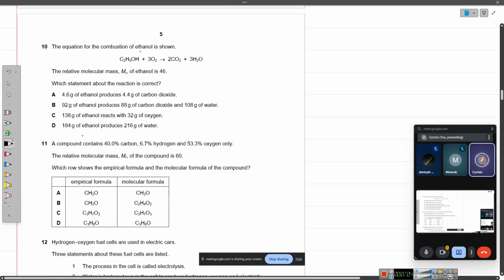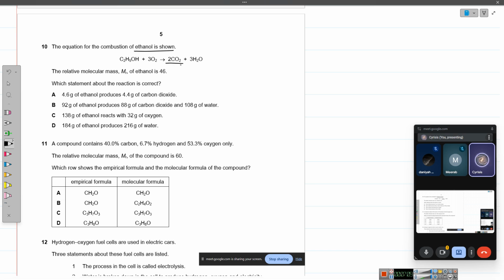The equation for the combustion of ethanol is shown, right? This is the combustion, right? This is complete combustion because it's CO2. The relative molecular mass Mr of ethanol is 46, right? Which statement about the reaction is correct? 4.6 grams of ethanol produces 4.4 grams of carbon dioxide.